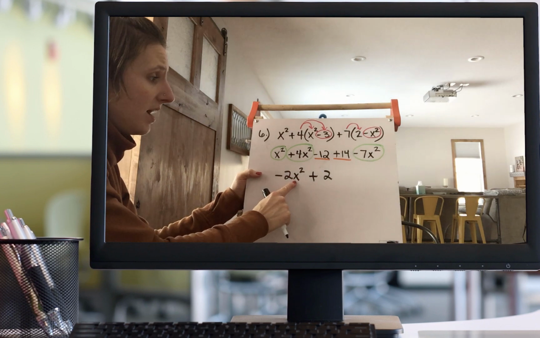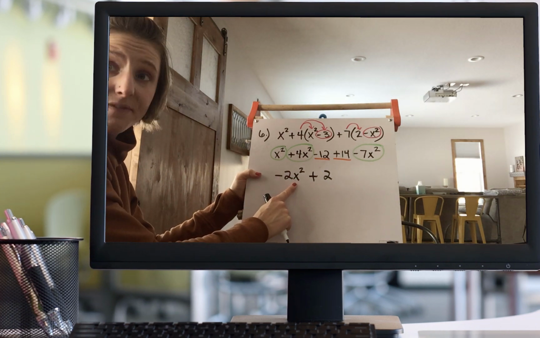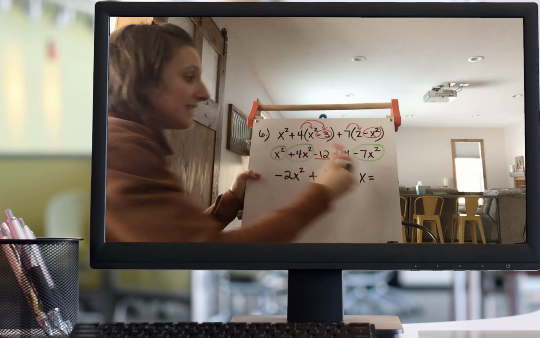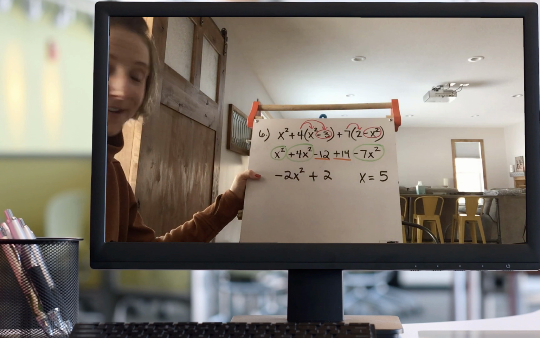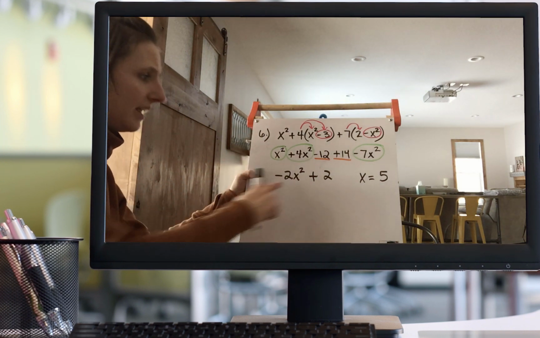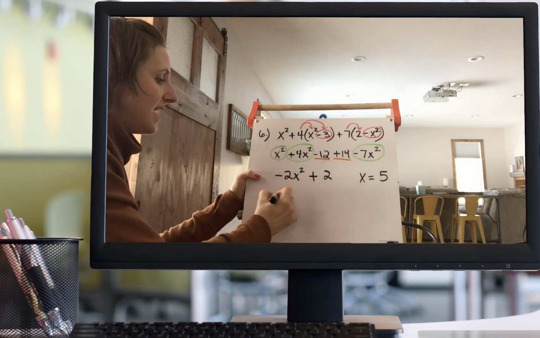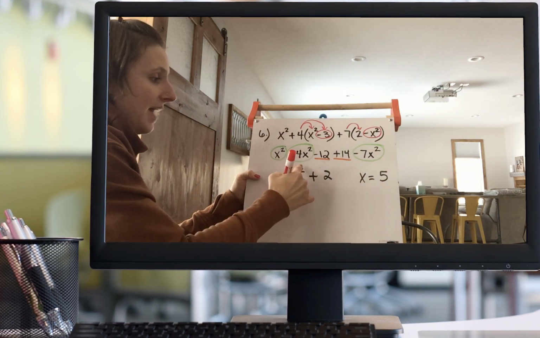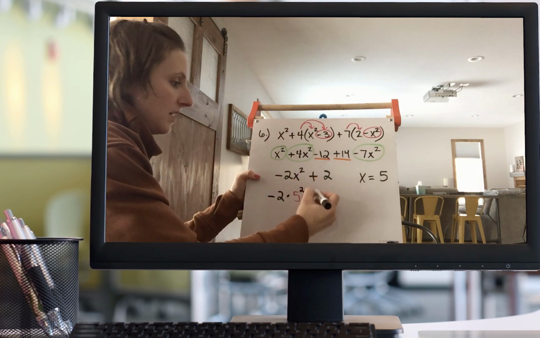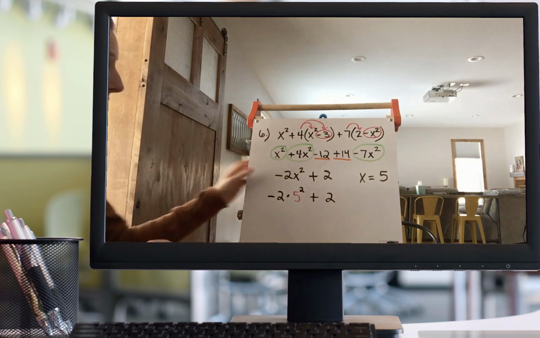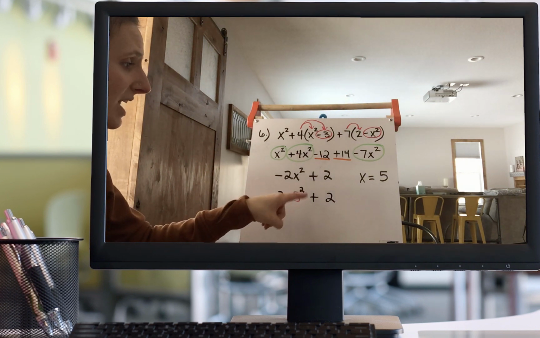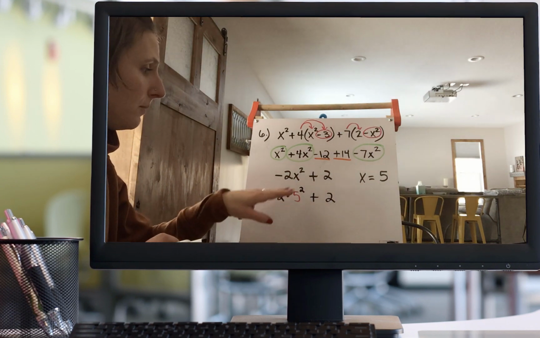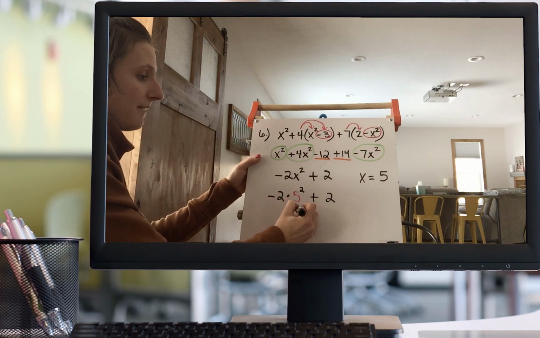Now we only have one unknown in this problem, and it is the value of x. So go ahead on the left-hand side. We're going to evaluate this expression when x equals 5. So let's go ahead and plug 5 in for our variable. We have -2 times 5, and that's being squared, plus 2. So now I have multiplication, exponents, addition. I really need to make sure I follow order of operations. Exponents come before multiplication or addition, so I'm going to take care of that first.